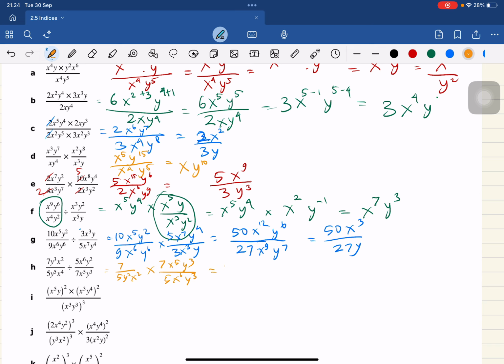So this will give us the answer of 49 x power of 5 and then y power of 3, divided by 5 times 5, which is 25, and then x squared with x power of 6 is going to be x power of 8, y squared and y cubed is going to be y power of 5. So let's simplify it. x with x, y with y. 49, we cannot do anything with it. So 49 over 25, and the x will remain 3 here and y remaining 2.